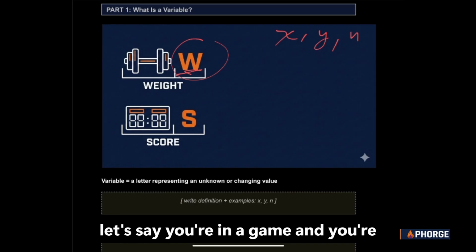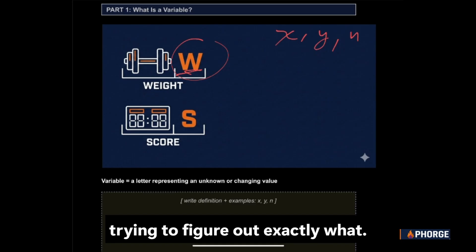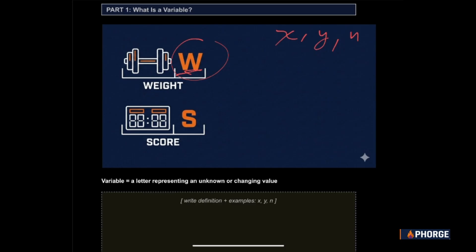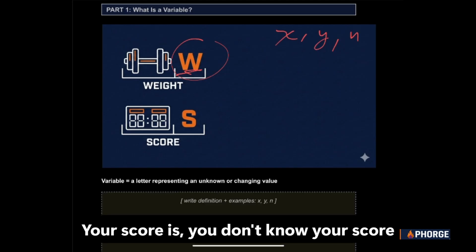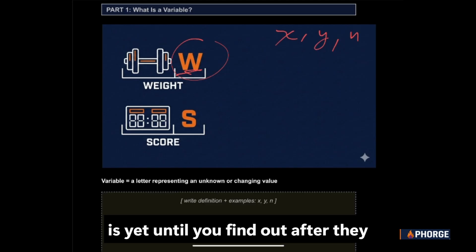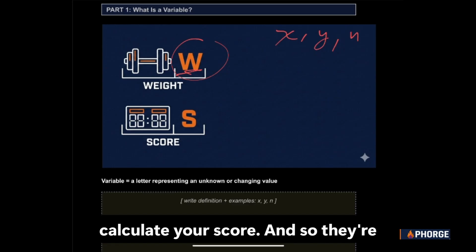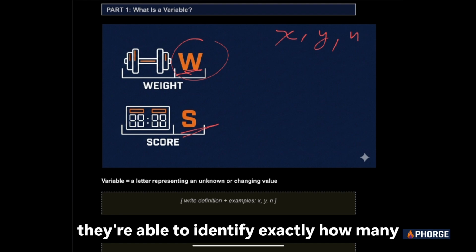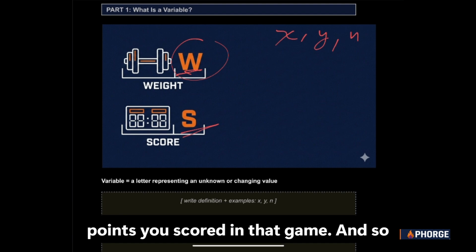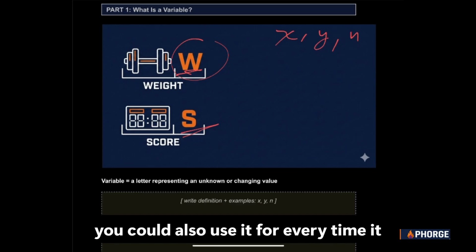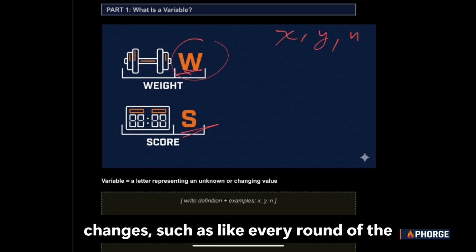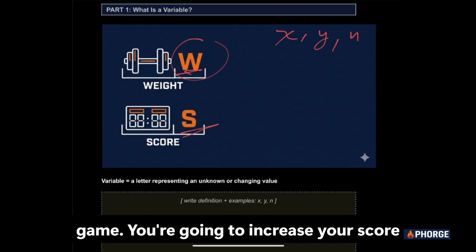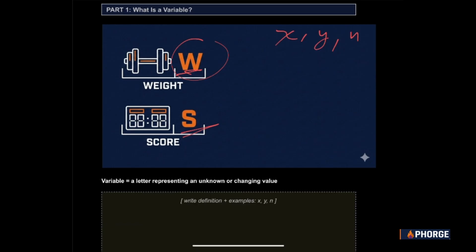Let's say you're in a game and you're trying to figure out exactly what your score is. You don't know your score yet until they calculate it. So they're going to use S as a placeholder until they identify exactly how many points you scored in that game. You could also use it for every time it changes, such as every round of the game, when you increase or decrease your score.